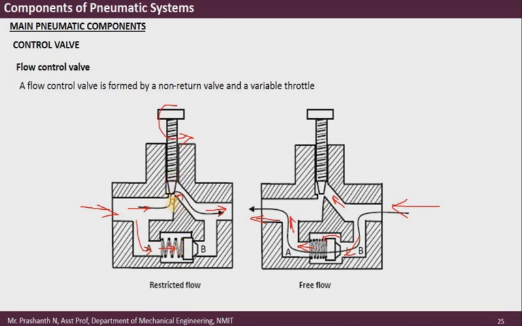This is the reason why you also have the check valve along with the throttle valve. Now if you would like to have throttling from both sides or both directions, then you can remove this. If we remove this, obviously when you pass the air from either direction, the air will be throttled. So that is the flow control valve.